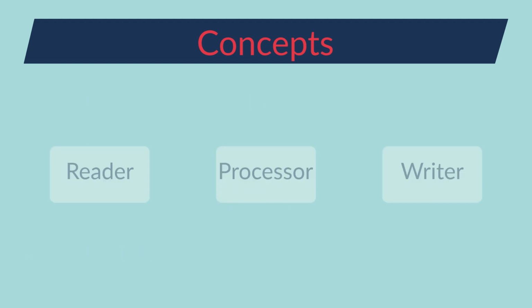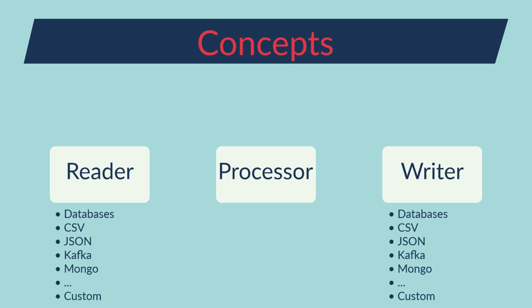A single step is usually composed of three items: a reader, a processor, and a writer. Spring Batch already has multiple readers and writers to read or write from multiple databases, CSV files, JSON files, Kafka, Mongo, and more. But of course, I can create my own reader and writer.